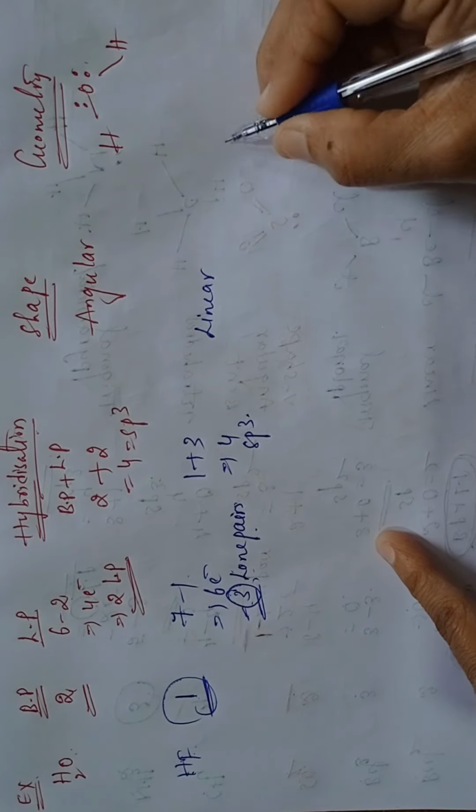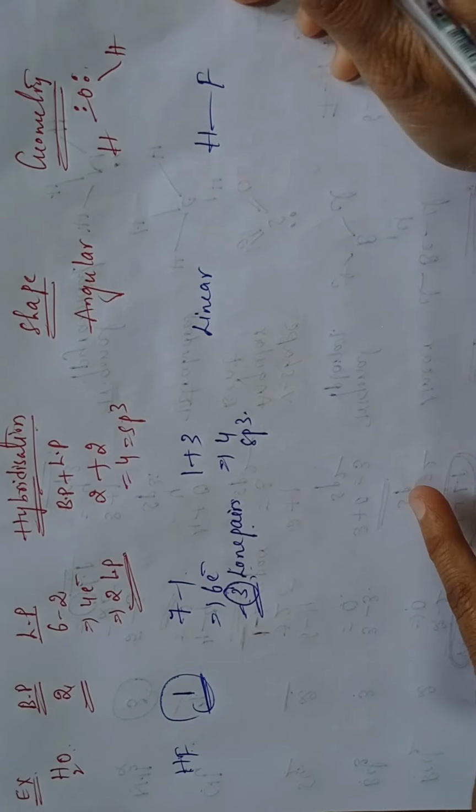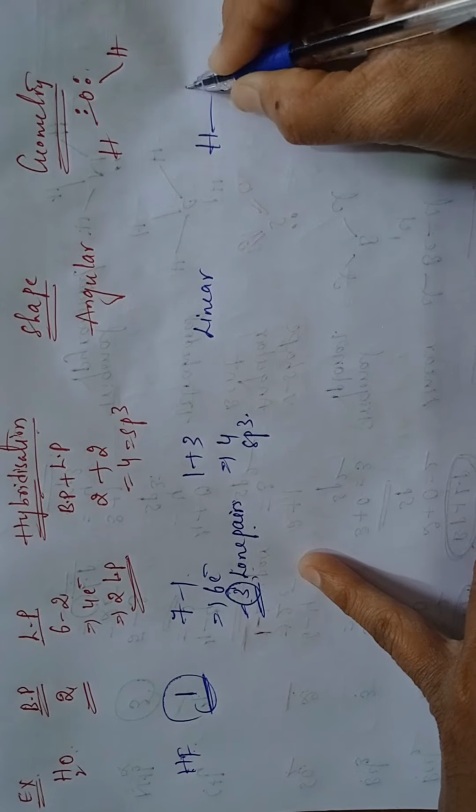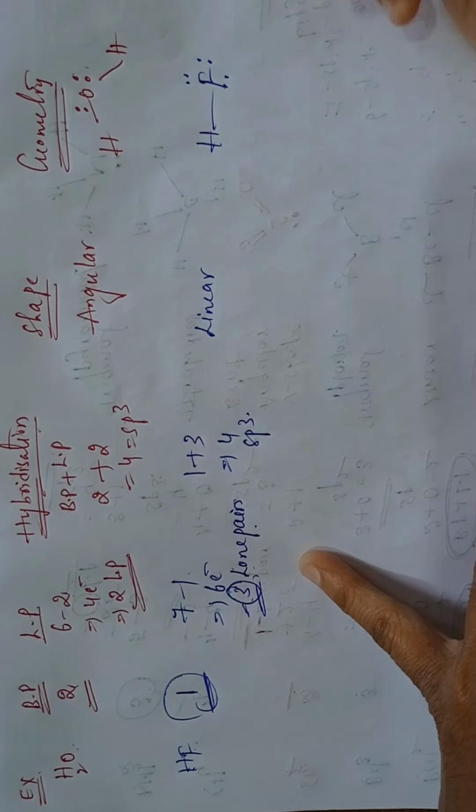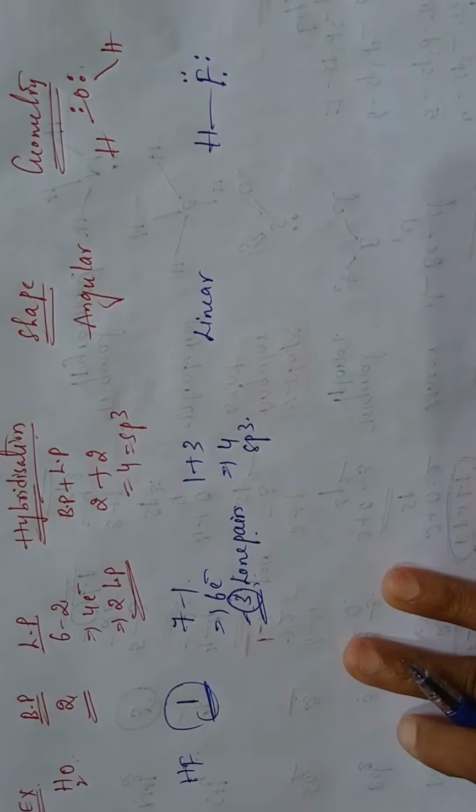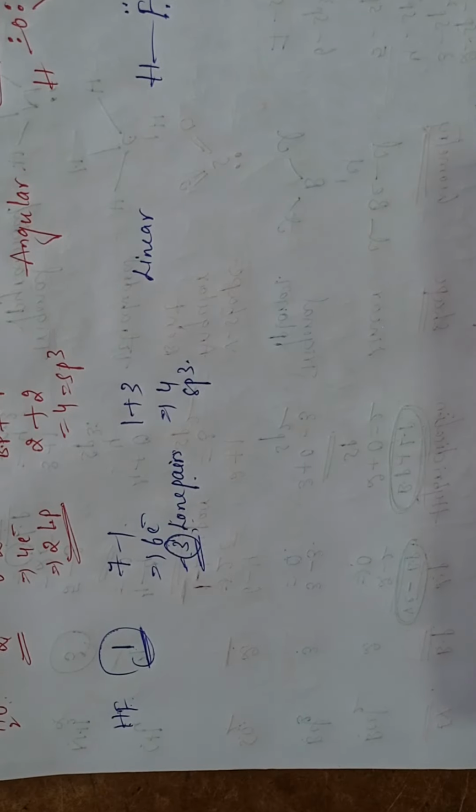For the HF molecule, this is the linear shape. Are you clear? Total 3 lone pairs will be there: 1, 2, 3. Like this you can take 3 lone pairs. Okay, now till here sp3 is completed, students.